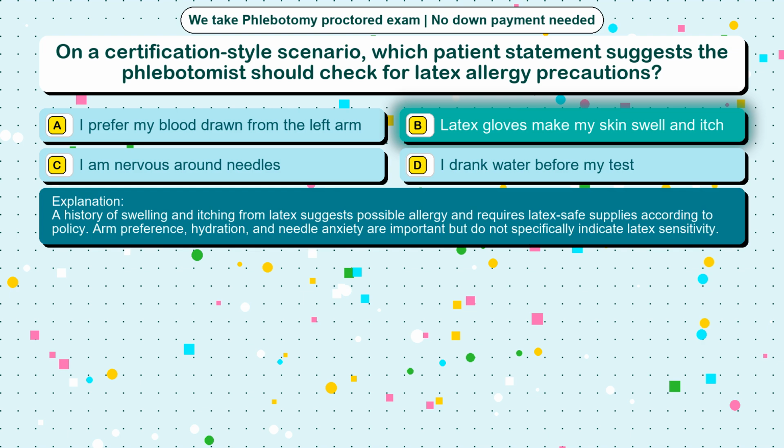A history of swelling and itching from latex suggests possible allergy and requires latex-safe supplies according to policy. Arm preference, hydration, and needle anxiety are important but do not specifically indicate latex sensitivity.